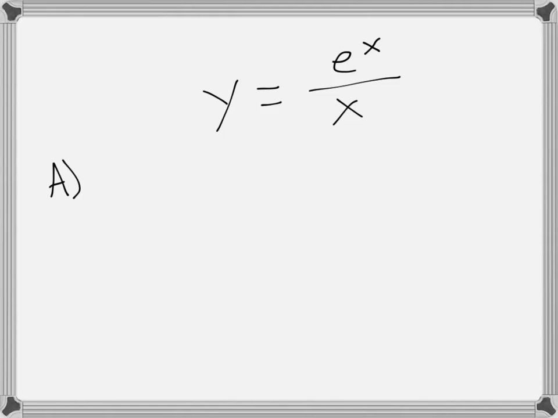So first I care about the domain, and the only problem here is that if x is 0, then I'm dividing by 0. So this is minus infinity to 0, union 0 to infinity.